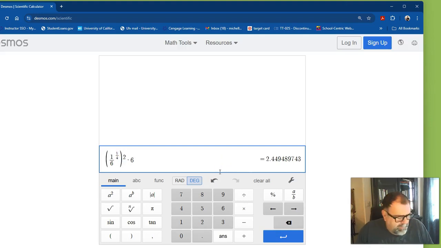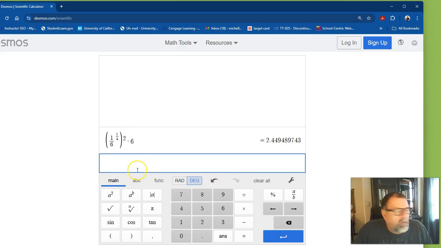Now the book uses the rounded number. Here, let me show you the difference. So the book used the rounded number here, so it depends on how accurate you want things. So it was 0.6389, and then we square that and then times 6. You can see it's 2.4491, which would round to 2.449. So this is the answer they have in the book, but this one's a little more accurate.